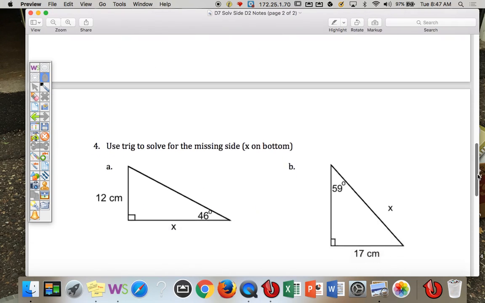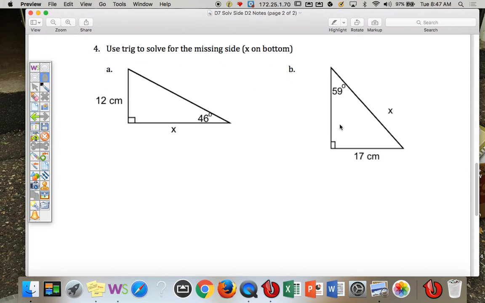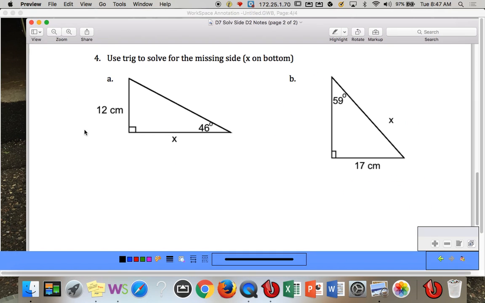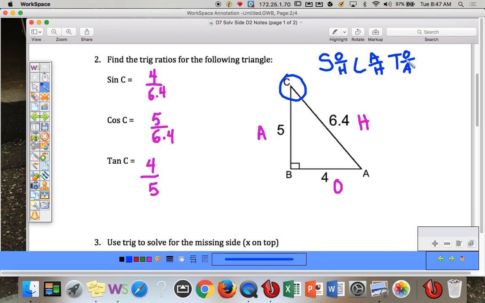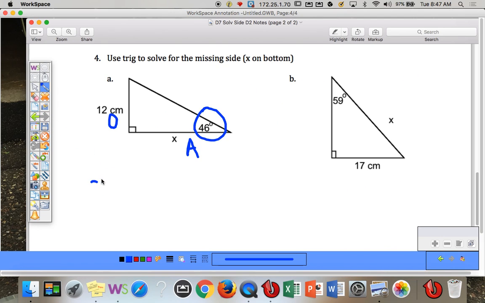Okay, let's take a look at when what you're trying to solve for is on the bottom. Again, start with your angle. Here it's 46 degrees. We have opposite: 12 is opposite the 46. We have the adjacent side. Look at your trig ratios. O and A would be tangent. So we're going to write tangent of 46 equals opposite over adjacent. We're going to cross multiply and solve. So we get 12 equals x tangent of 46.